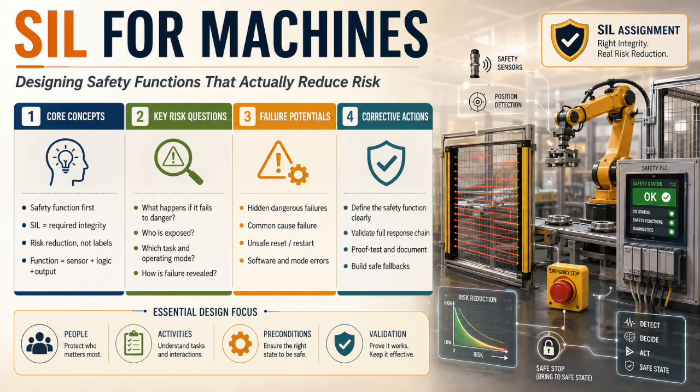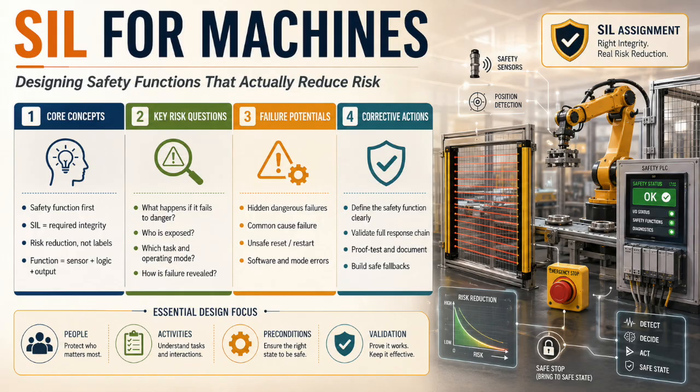Most machine safety conversations start too late. They start when someone asks, which safety PLC should we use? They start when someone asks, is this light curtain SIL 2? They start when someone asks, can we certify this machine with this interlock?